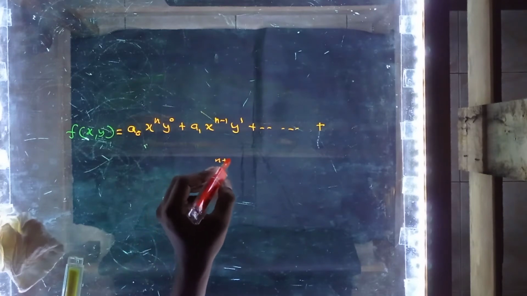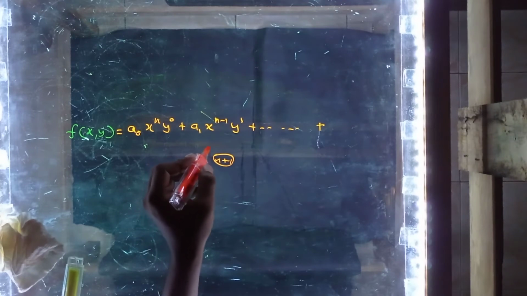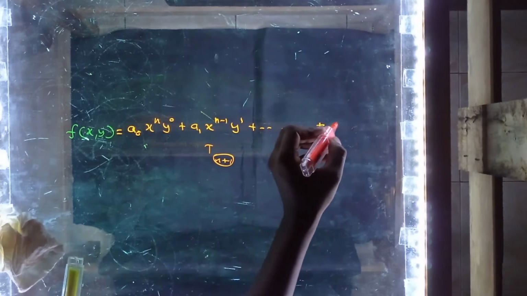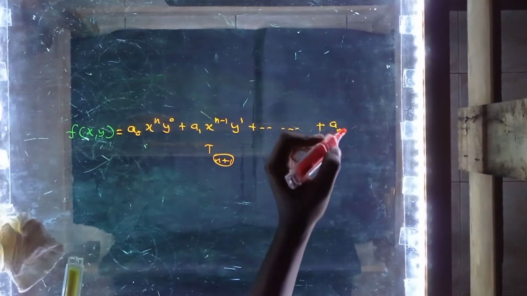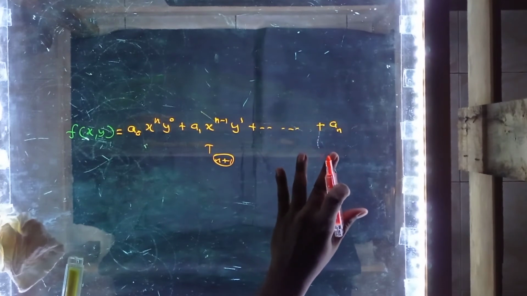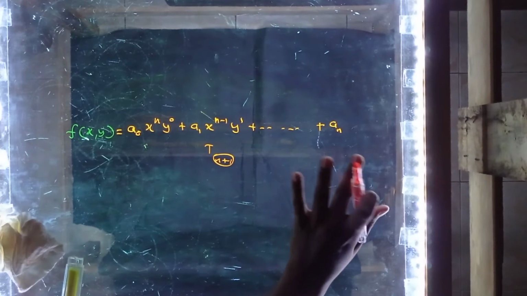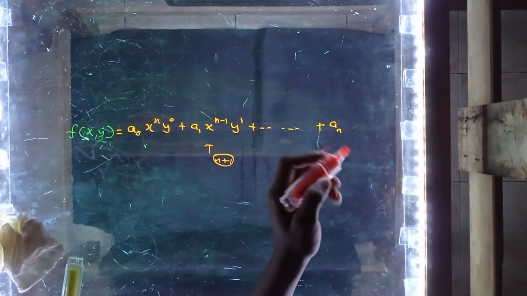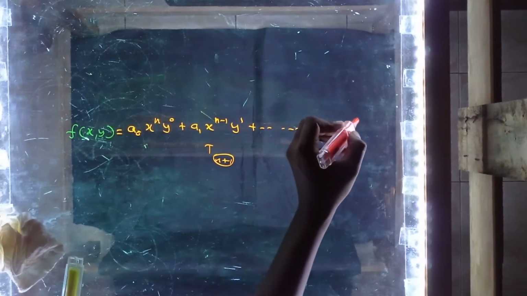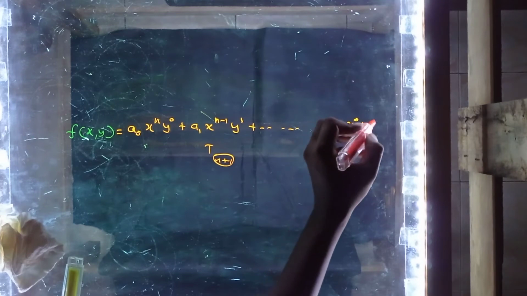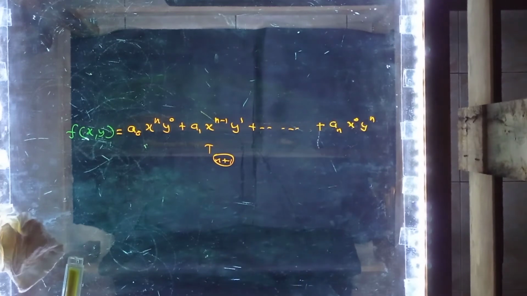What about the last term? Just like a polynomial function of degree n, you have n plus 1 terms. This is the n plus 1 term, with its coefficient a n. Here x vanishes and we have y to the power n. This is the homogeneous function of degree n.